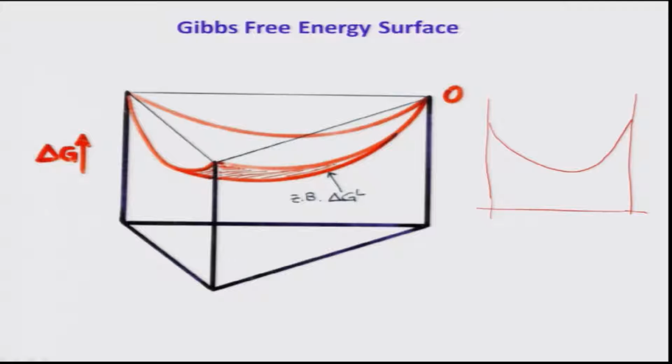This is your delta G, this is A, this is B, XB, and this is delta G L. Delta G S will also look exactly similar. There will not be much difference. So, whatever you see as a U-shaped curve, an inverted parabola, is a parabolic surface. That is what we call the Gibbs free energy surface.